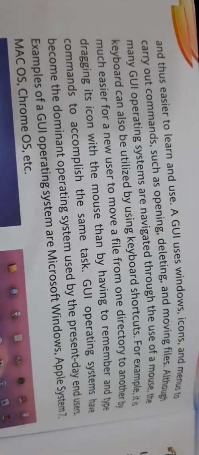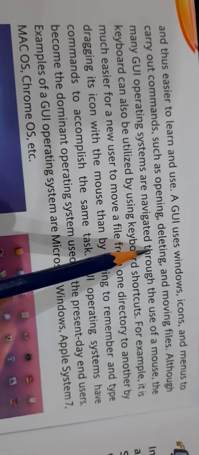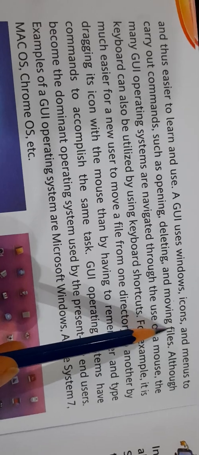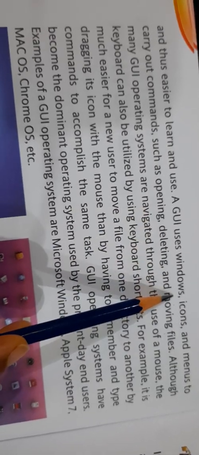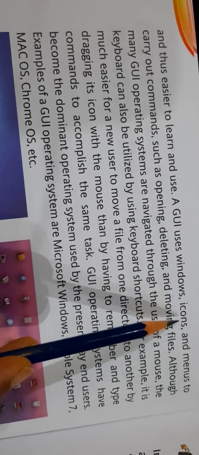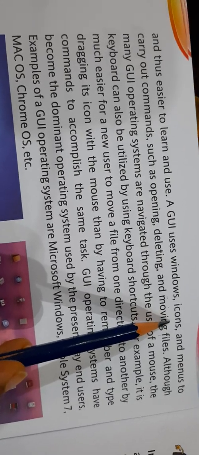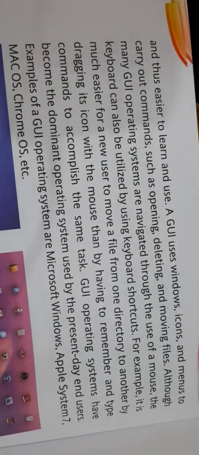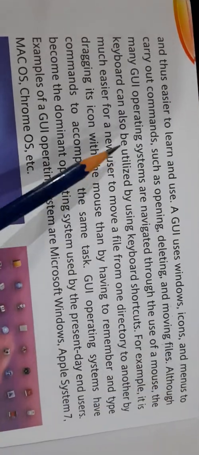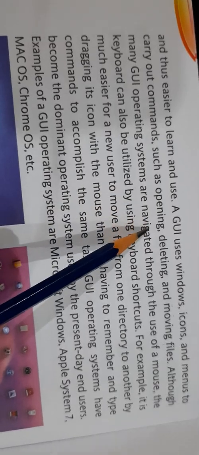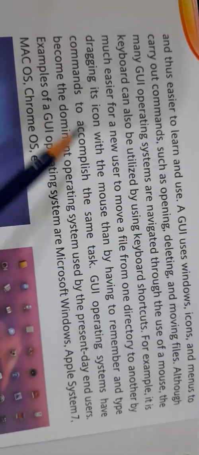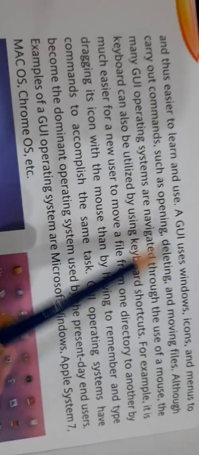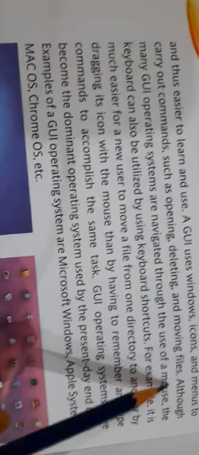A GUI uses windows, icons and menus to carry out commands such as opening, deleting and moving files. Means it is using windows. For every application there is a separate window, then icons. For every task there are various icons like cut, copy, paste, etc. and menus to carry out commands. Means there are various menus in which it is written also along with the pictures, if we want to open any file, delete, move, anything.